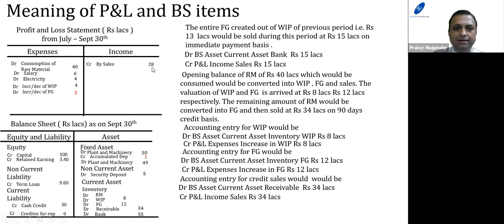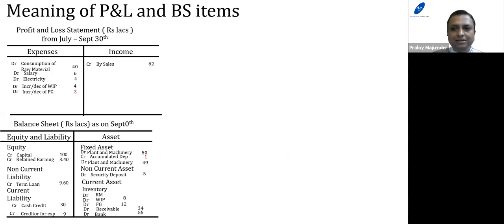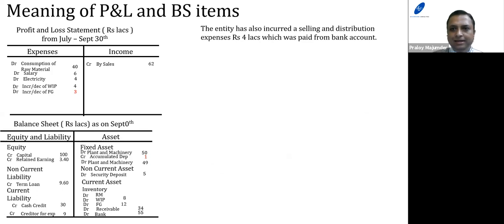So here the amount 28 and 34, 62 has happened. So here again credit sales is coming up. Now we'll see some other entries. Now first is that selling and distribution 4 lakhs and it is paid from bank. So if it is paid from bank, it is very easy.